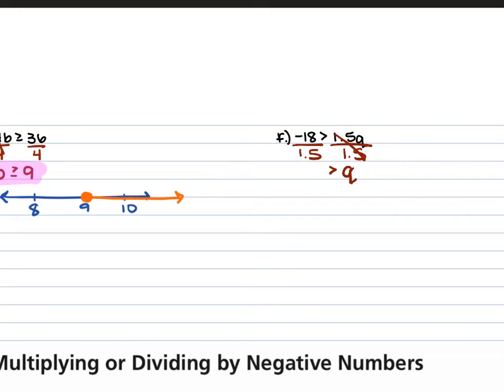That 1.5 has to turn into a 15 to make it a whole number, which makes the negative 18 a negative 180. So this is just negative 180 divided by 15. A negative divided by a positive is a negative, and 15 goes into 180 12 times. So it's negative 12 is greater than Q. We want to rewrite this to where Q comes first. Our sign is open to the negative 12, so it's going to stay open to negative 12. So Q is less than negative 12.